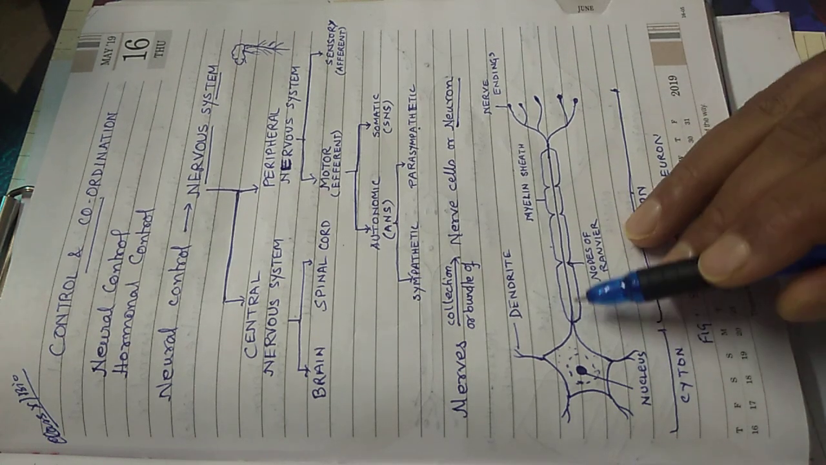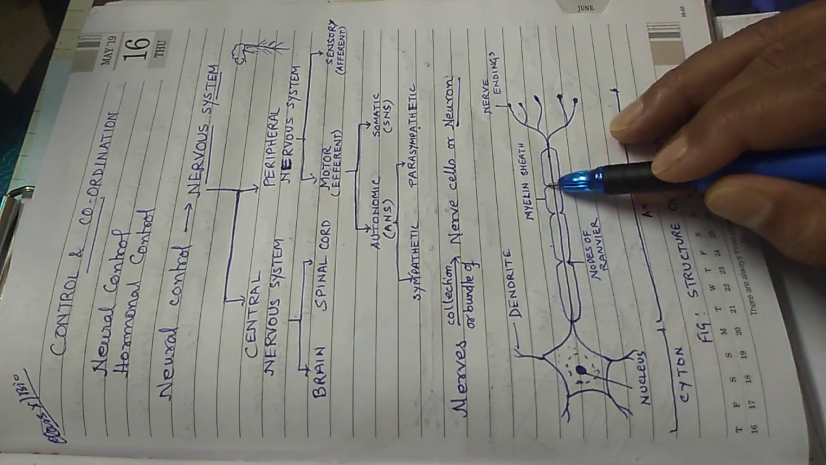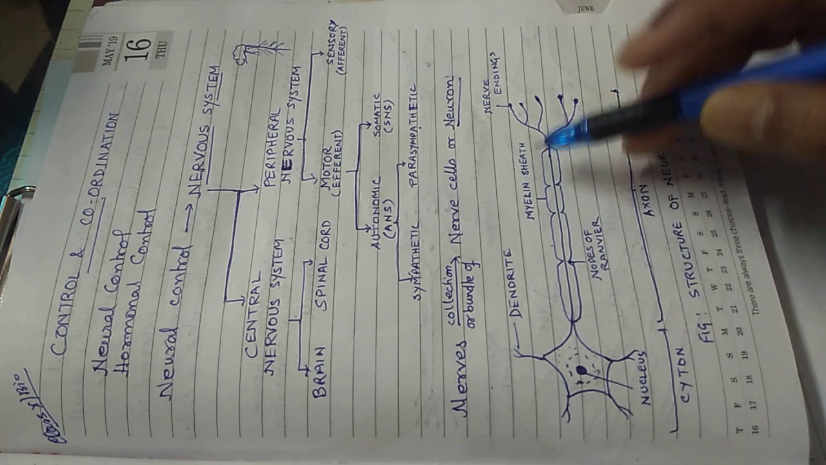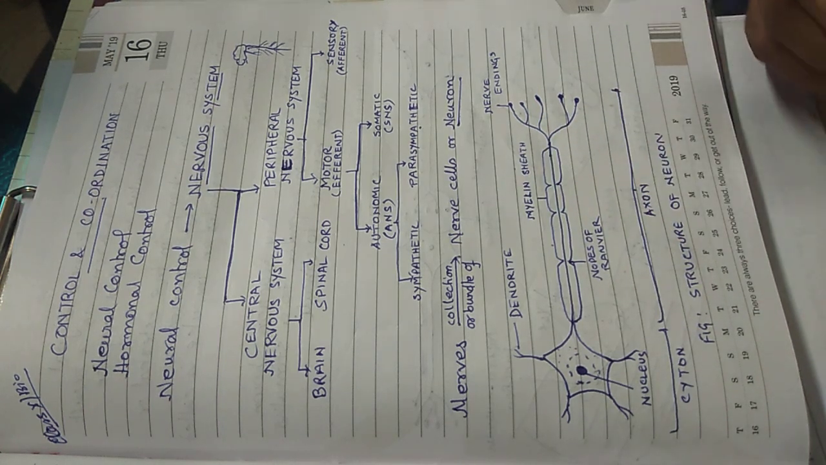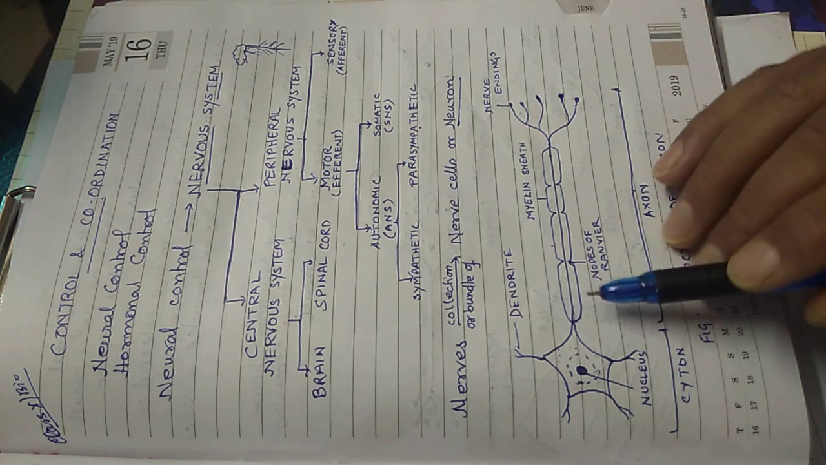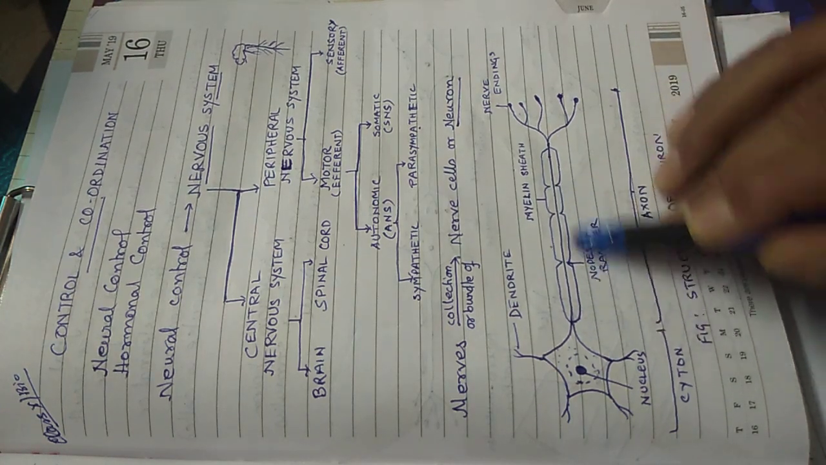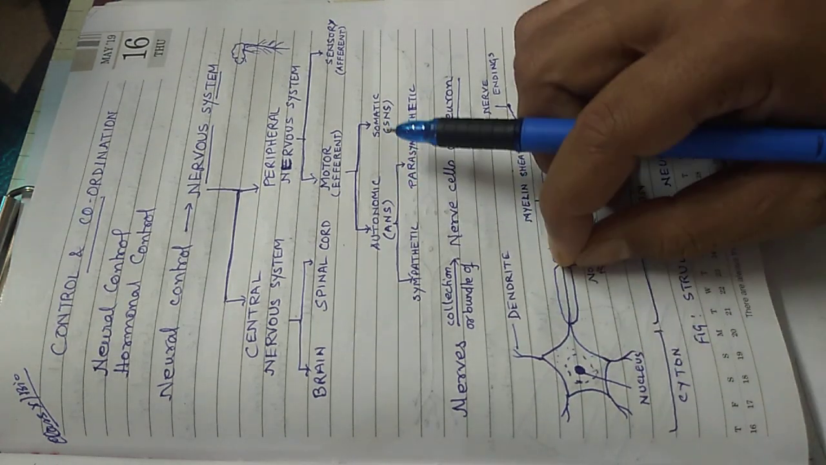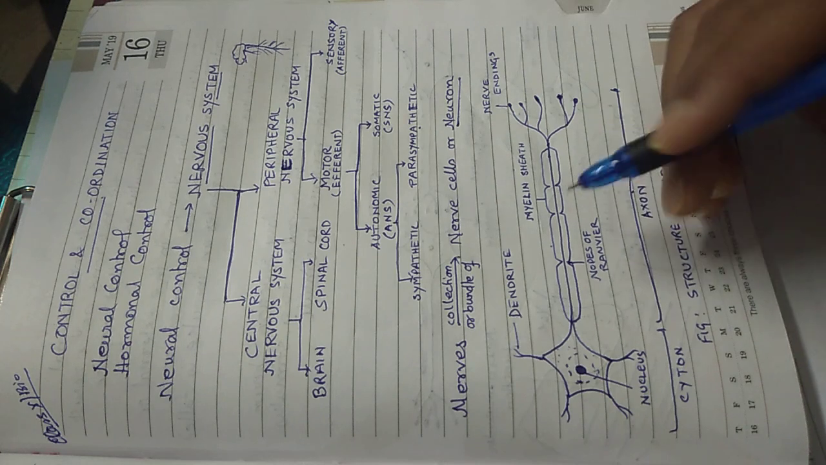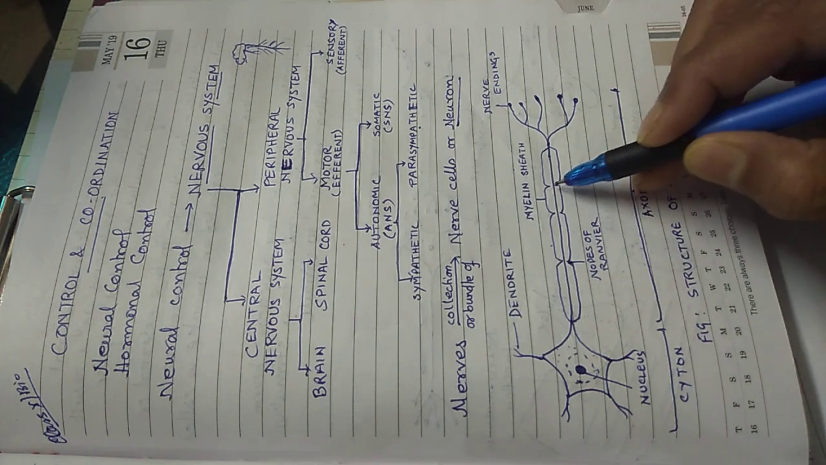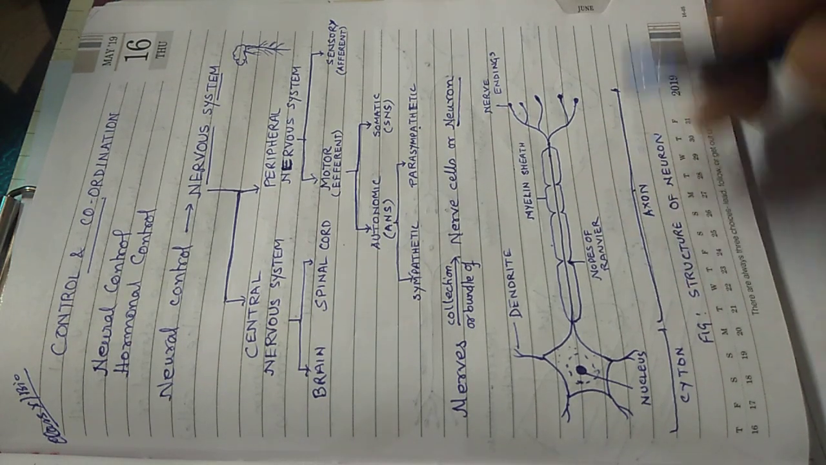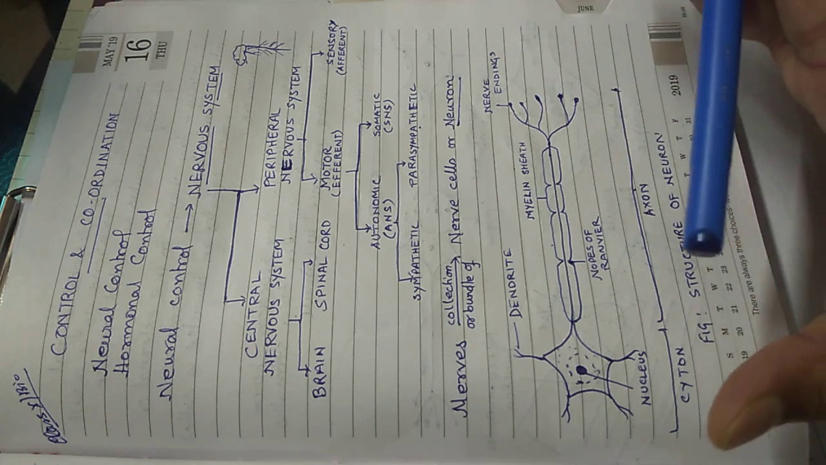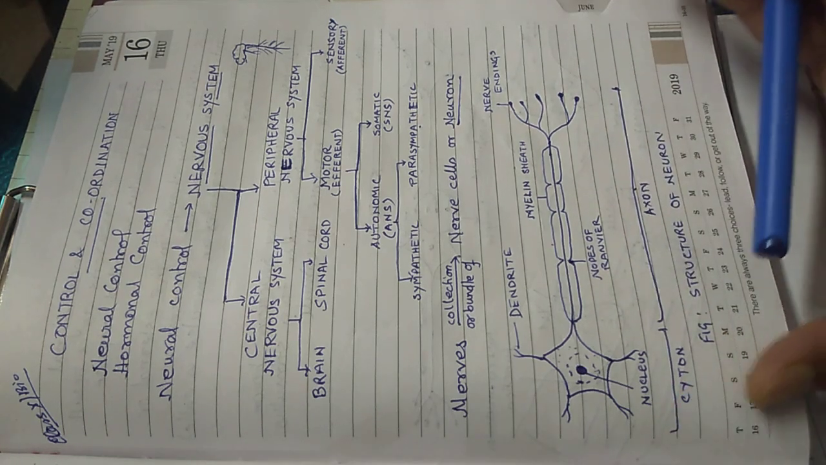The axon is covered with a sheath, and this sheath is called the myelin sheath. Just like we have an insulating cover around wires, there is also an insulating cover, which is called the myelin sheath. Now this myelin sheath is constricted at certain intervals, and these constrictions are called nodes of Ranvier. So overall these are the parts of a typical neuron.